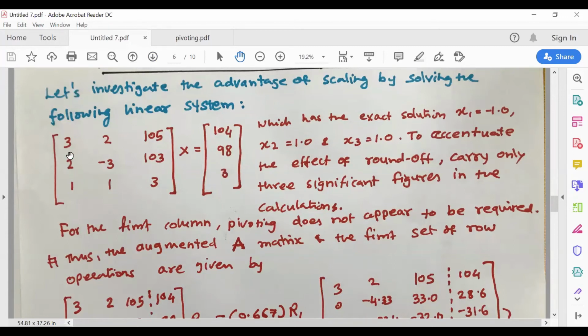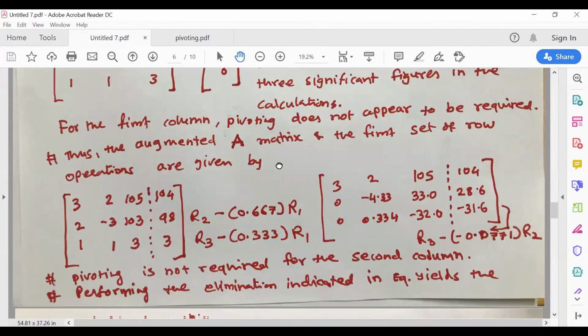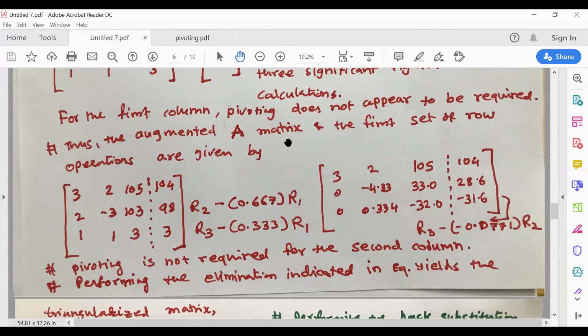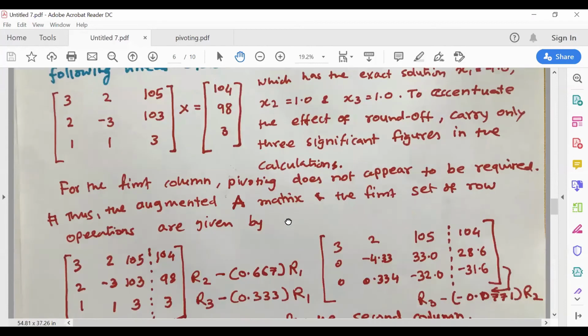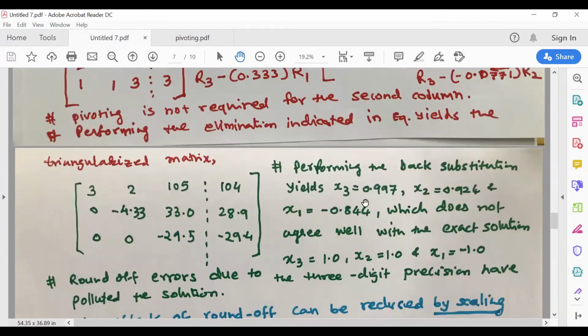I can observe the major diagonal has 3, and below it the numbers 2, 1 and 1, so 3 is greater than these numbers. But you can observe that 105, 103, 104 and 98 are even larger than 3. And round-off errors can happen if you perform the elimination. So I have not applied any pivoting. I am simply applying Gauss elimination here, and your answer is x3 equal to 0.997.